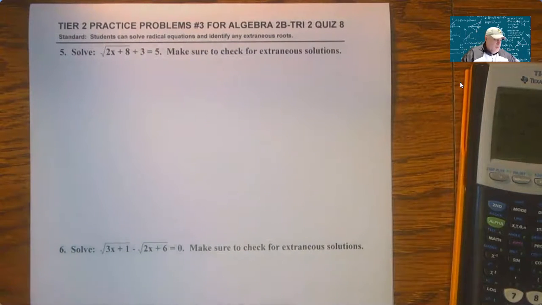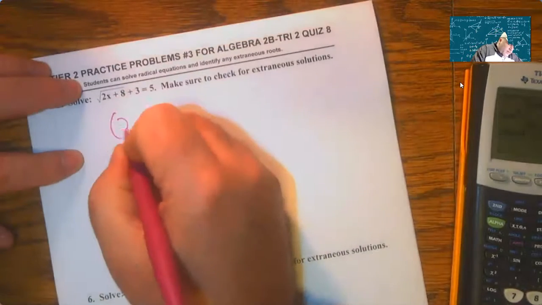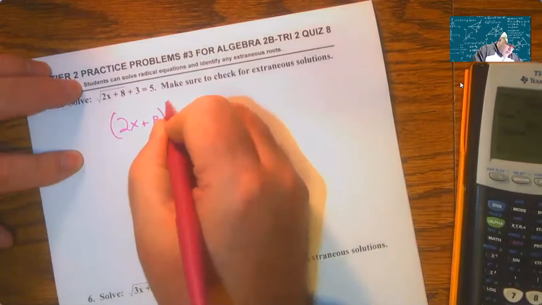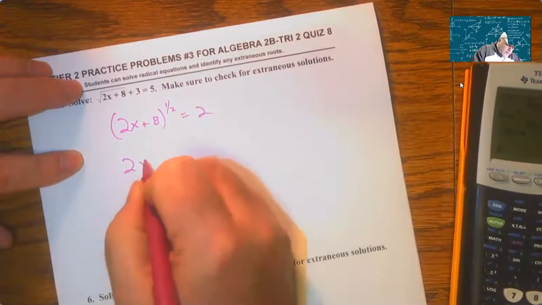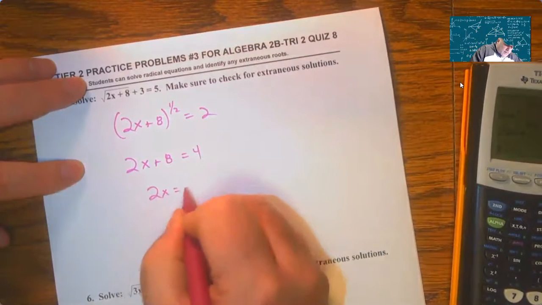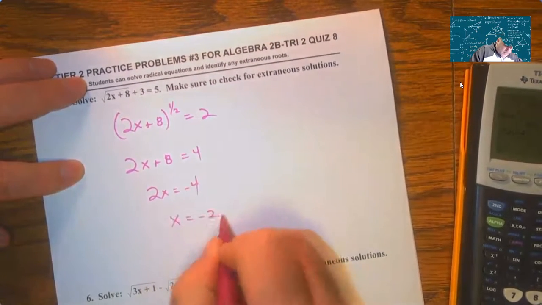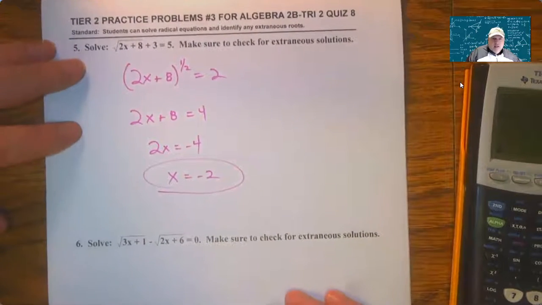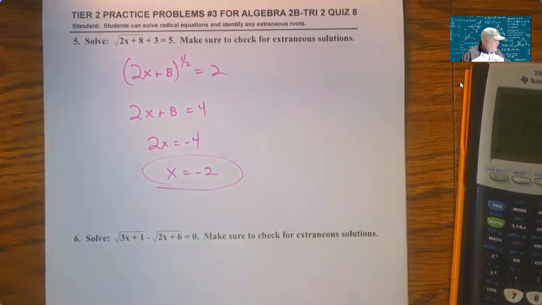Any. Okay, so subtract 3 over, and so we'll have this to the 1/2. So 2x plus 8 equals 4. 2x equals -4, x is -2. And you'll try that back in, and indeed, that will work.